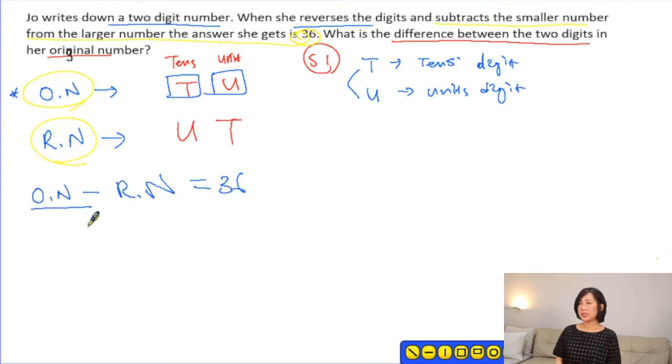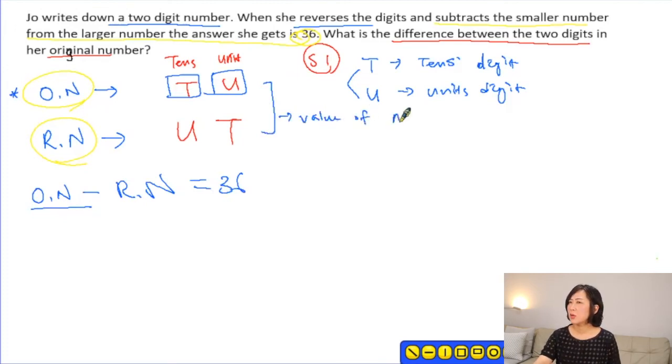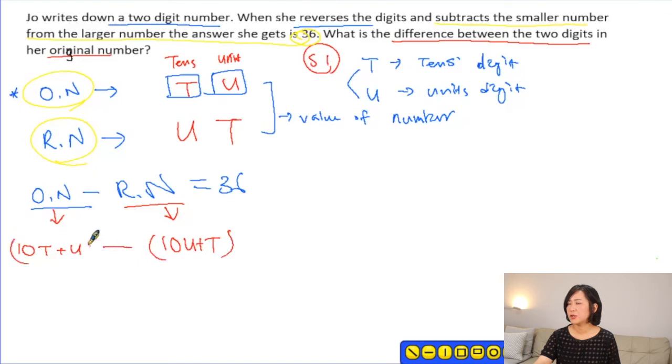Then let's write it down. Original number and reverse number using our variables. Taking away is involving the values, right? So value of numbers and the digits are different. So now original number, don't write simply TU since it has got values. So we can say 10T as tens digit and U, right? Then reverse number is 10U plus T. This is the value of these two numbers.